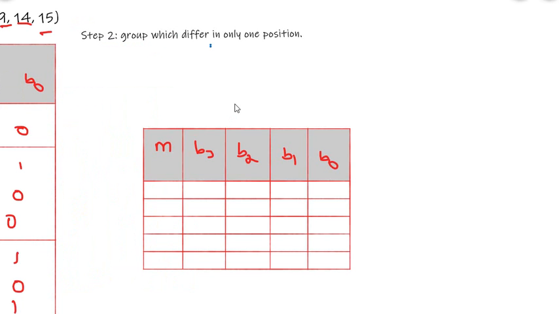Next, move on to step 2. In step 2, we have to make groups which differ in only one bit.